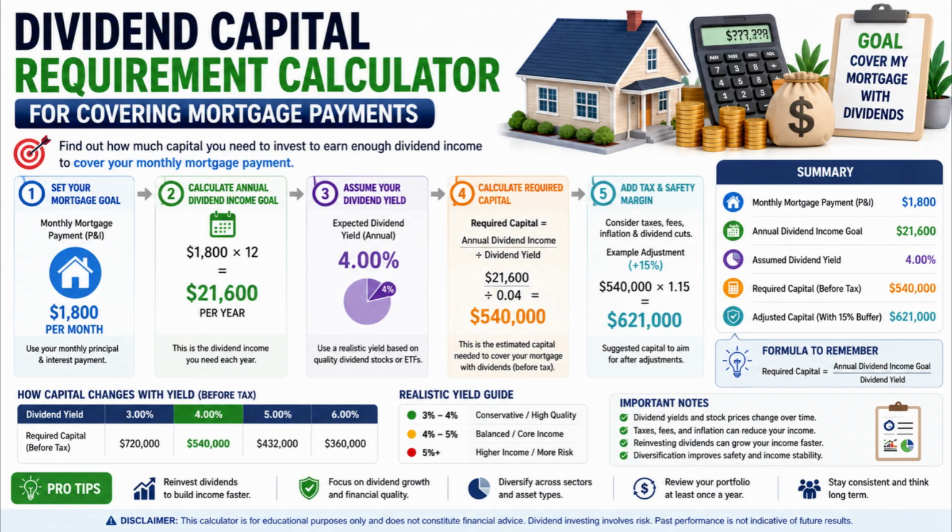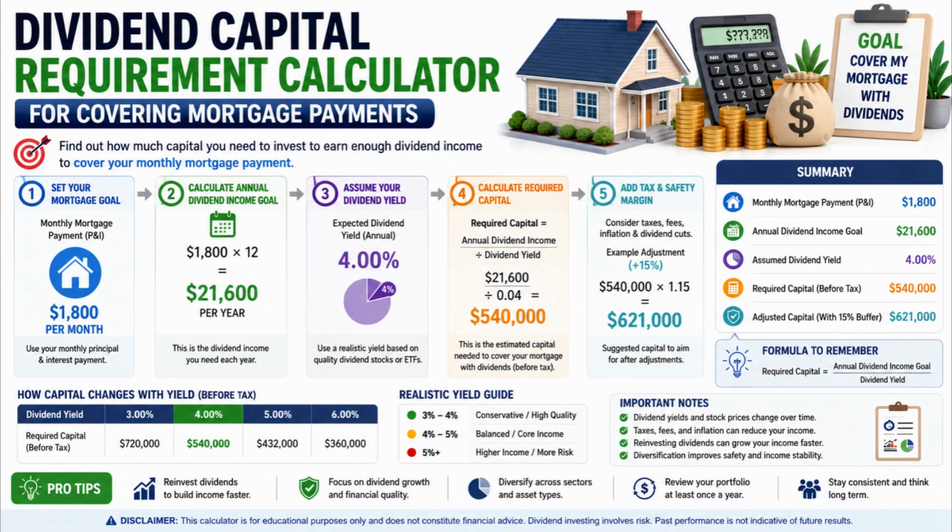Next, convert the monthly mortgage payment into an annual dividend income goal. To do this, multiply $1,800 by 12 months. The result is $21,600 per year. Therefore, the dividend portfolio would need to generate approximately $21,600 annually to cover the mortgage payment before taxes, fees, and other costs.